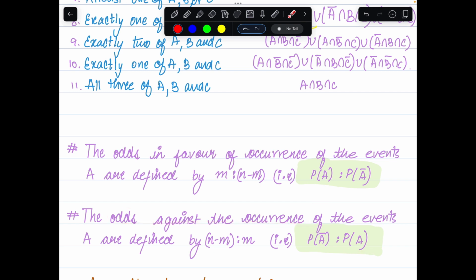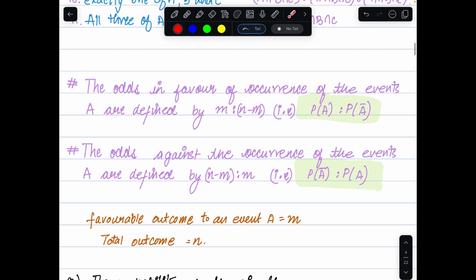And when I say odds against the occurrence of the event A, then it's P of A bar is to P of A. Now this notation basically means that M is the number of favorable outcomes, so this is your P of A, the probability of happening of A, and this one is the probability of not happening of A. And here N is the total, that means the sample space, how many elements are in the sample space, that is N. I hope it's making sense. So here, as I said, favorable outcomes to event A is M and total outcomes is N. So whenever we say odds in favor, first the favorable outcomes to A come, is to the outcomes not favorable to A, which is nothing but N minus M.